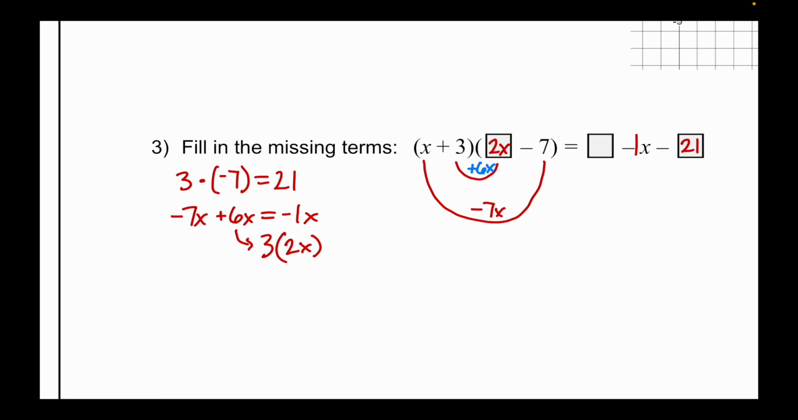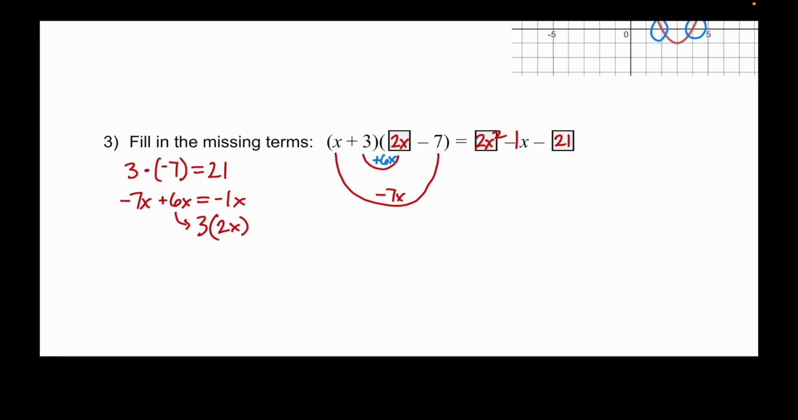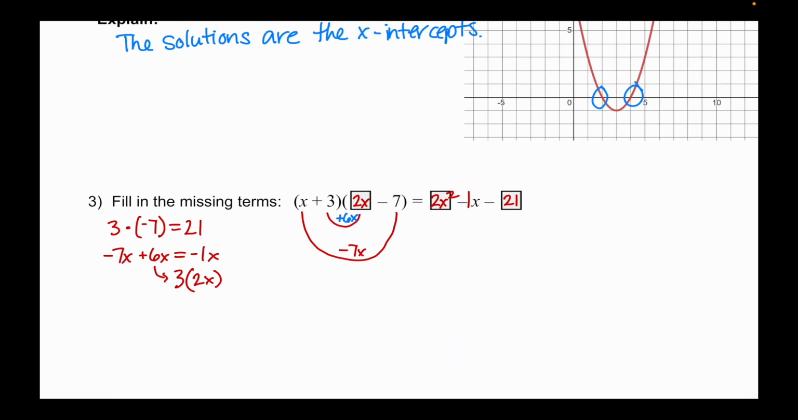Now the very last part is what is created when we multiply x by 2x, and those both add in over here, and we get 2x squared. I should write all of this in red, since it's 2x squared. So the full thing, you could fill those boxes in, but your full thing here should be x plus 3 times 2x minus 7 is equal to 2x squared minus 1x minus 21. And that is your full version.